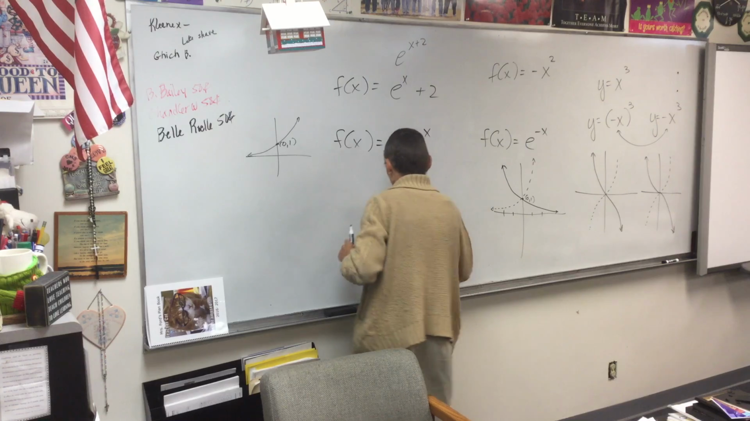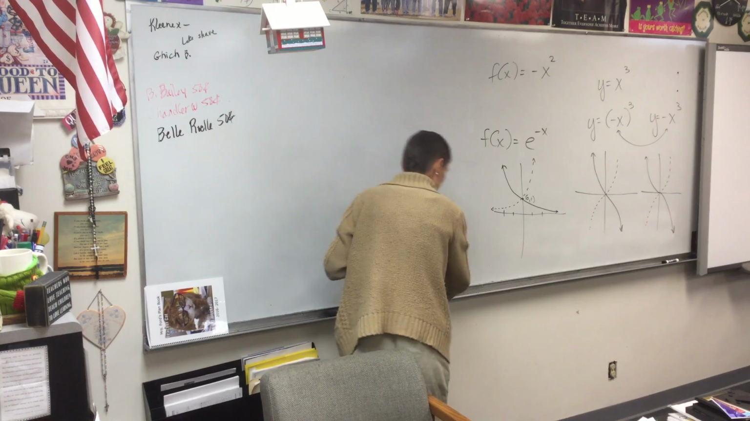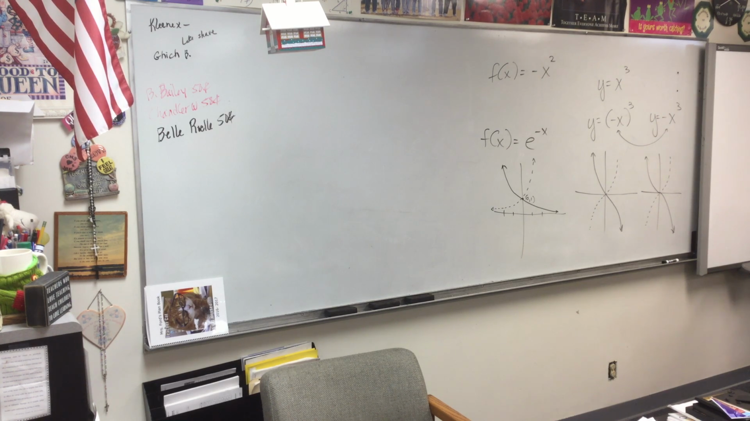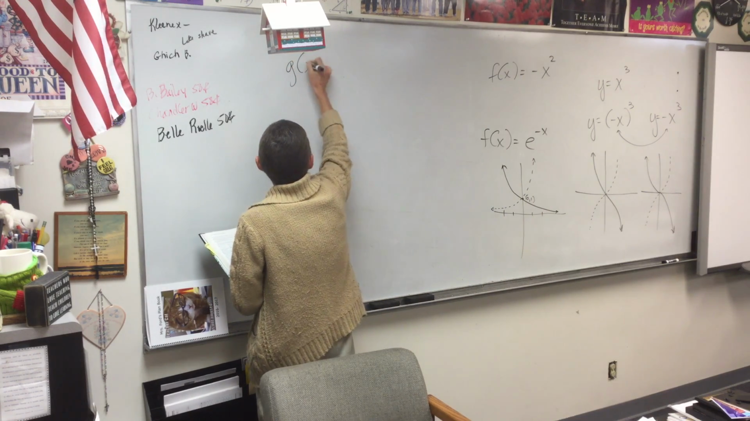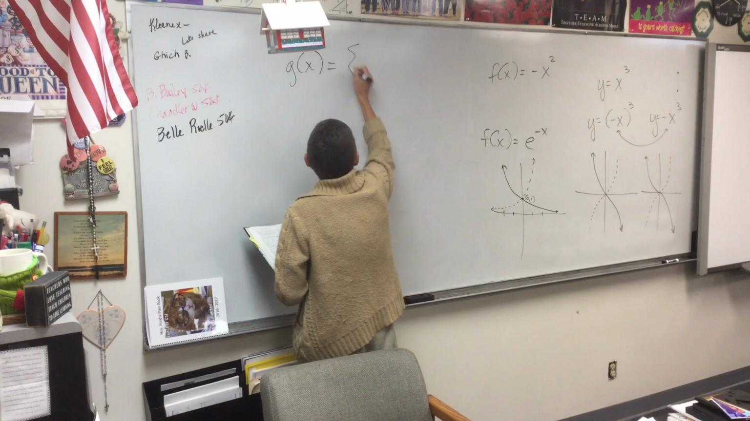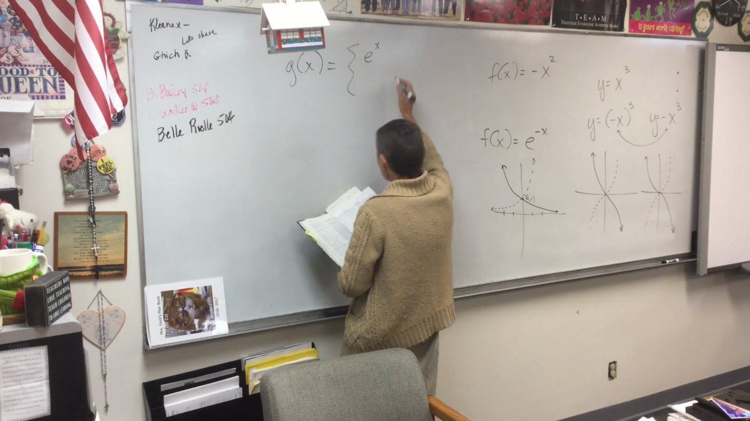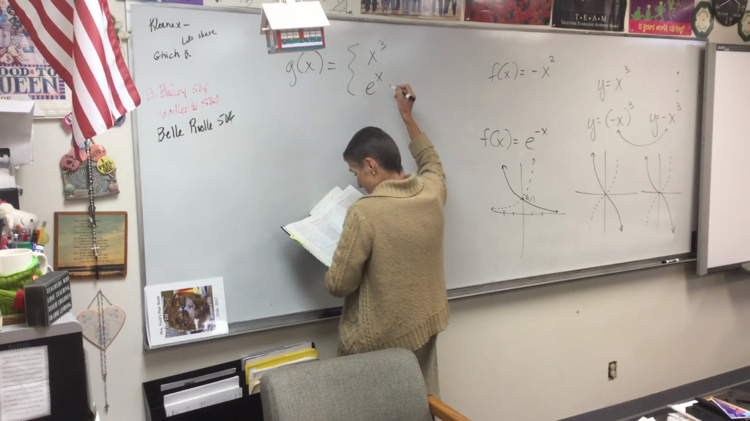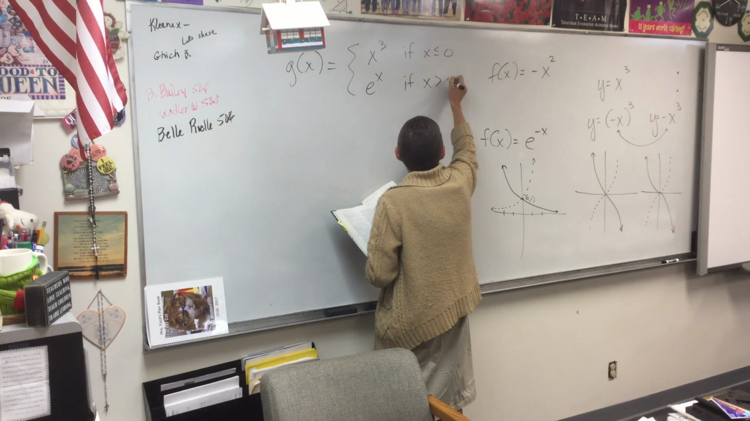Okay, now, on page 114, let's look at problem number 46. This is what we call a piecewise function. And it's pretty obvious why that is. The function is written in pieces. And when we graph it, we're going to graph it in pieces.